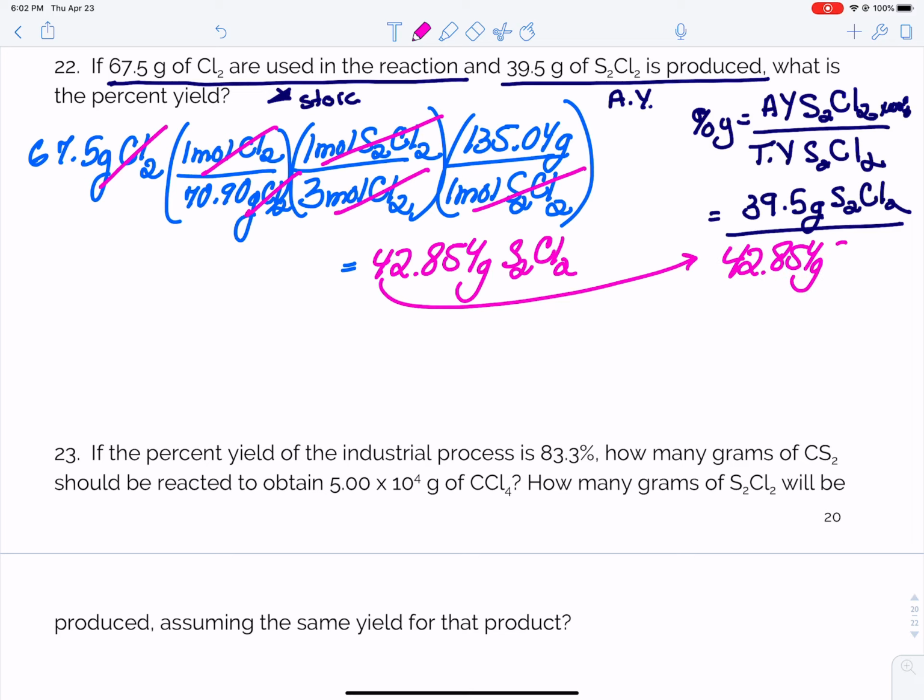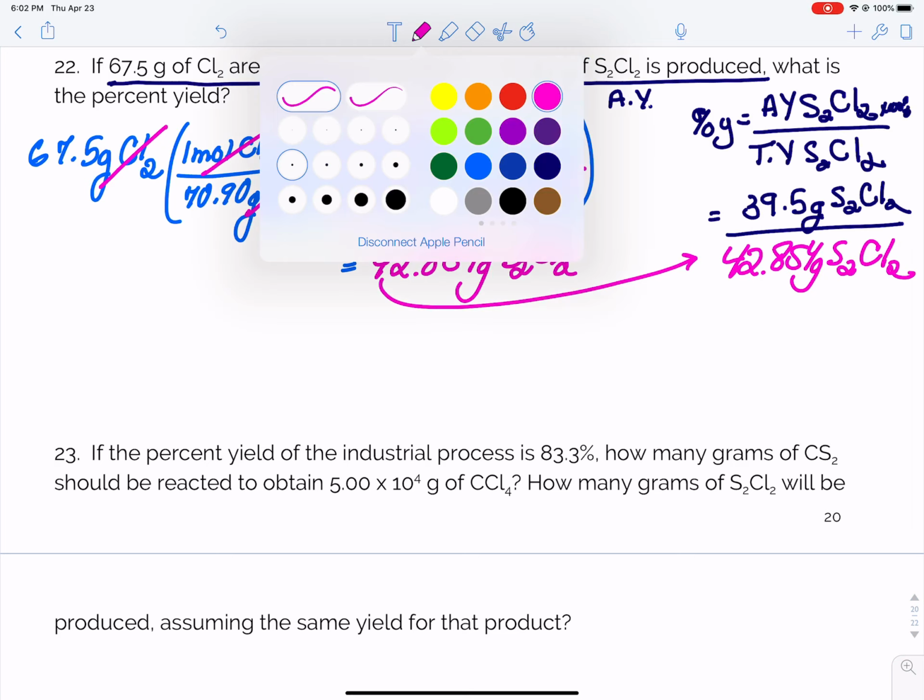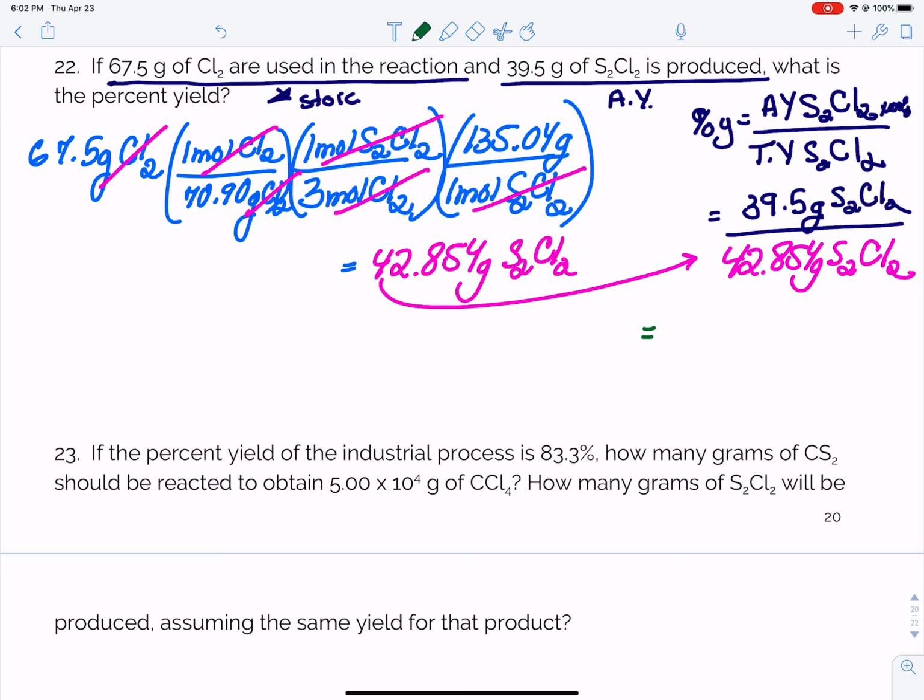So 42.854, right? I'm not rounding yet. I'm not using significant figures at this very moment. I'm going to wait a moment. Divide those two in my calculator, then multiply by 100%, and I get 92.2%, right? Both of the numbers that I start with have 3 significant figures, so my answer should have 3 significant figures.